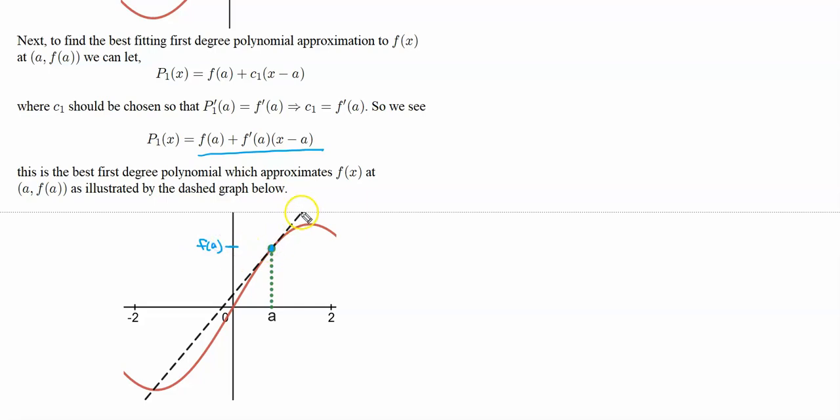And also notice that the slope of this dashed line, which is this function right here, is the same as the slope of your function f at x equaling a, because notice the dashed line is tangent to the graph at x equaling a. Okay, so here is our best first degree polynomial approximation. Take note how that looks. Now let's find the best second degree polynomial approximation.